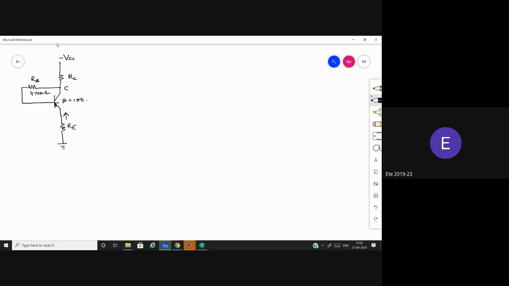Okay, so since the arrow mark is inwards, this is a PNP transistor we are having. Sir, so it is a PNP transistor since the arrow mark is inward, and they have given the different values for this. So 2.2 kilo ohm. So it is minus 18 volt.